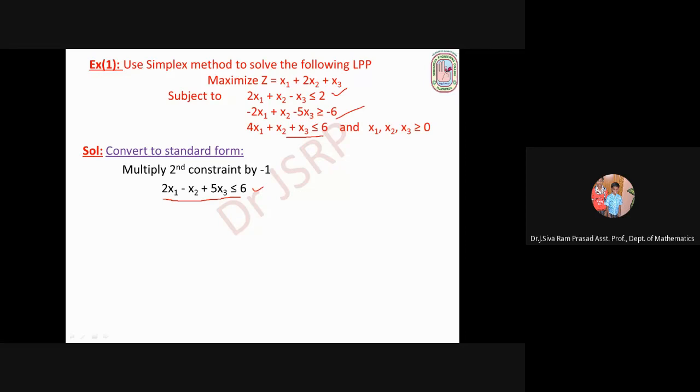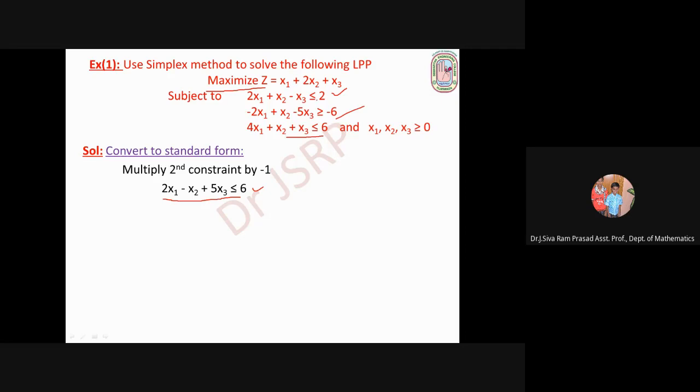So what is standard form? First characteristic is that the objective function should be maximization. So here the objective function is maximize Z, so the objective function is maximization. Okay, first characteristic is satisfied. Second, convert inequalities to equalities using slack and surplus variables.